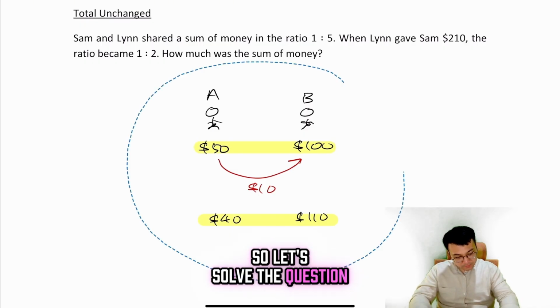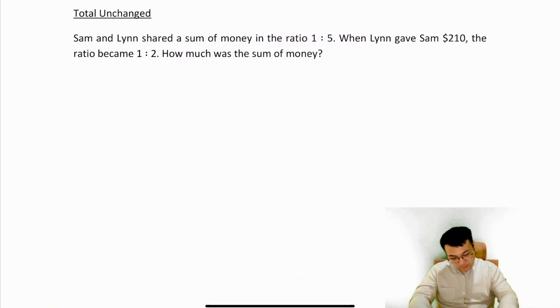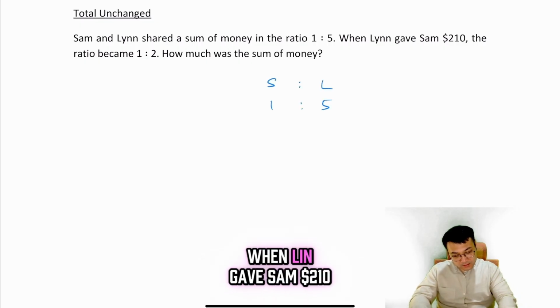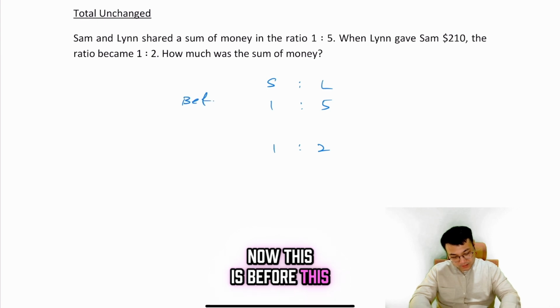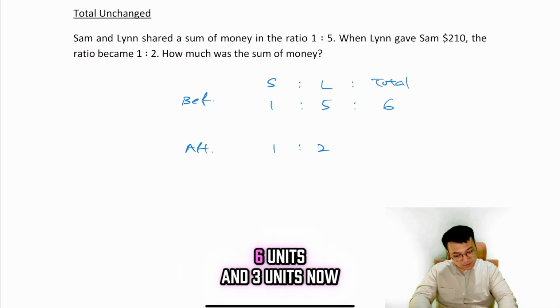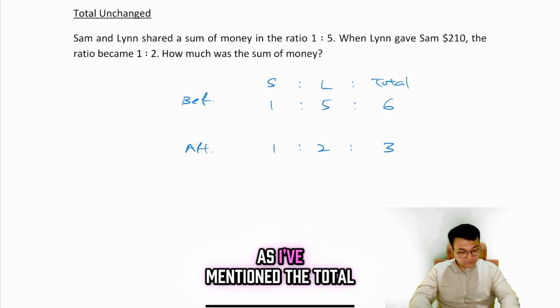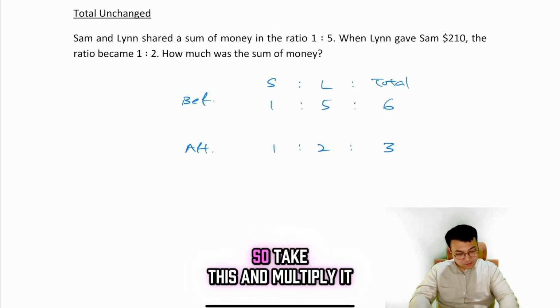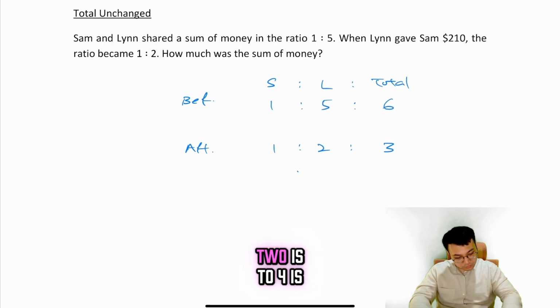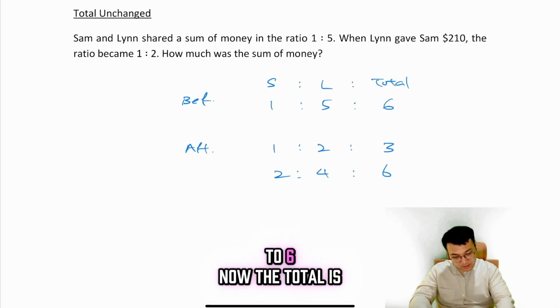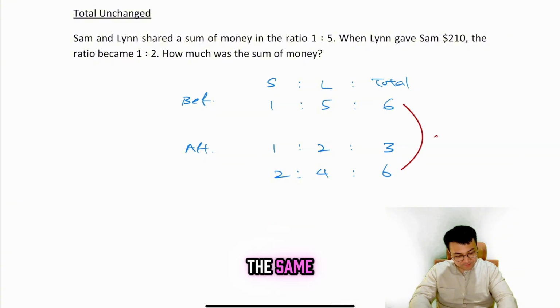So let's solve the question. Sam and Lynn shared money in the ratio 1:5. When Lynn gave Sam $210, the ratio became 1:2. Now, this is before, this is after. And let's find the total amount of money between them, 6 units and 3 units. Now, as I've mentioned, the total must be the same. So take this and multiply it by 2. We are going to get a new ratio, 2:4:6.